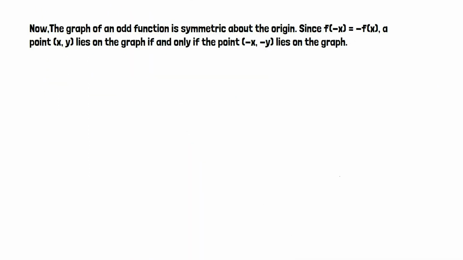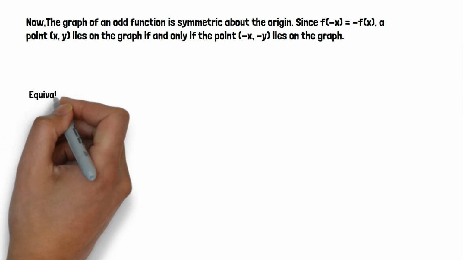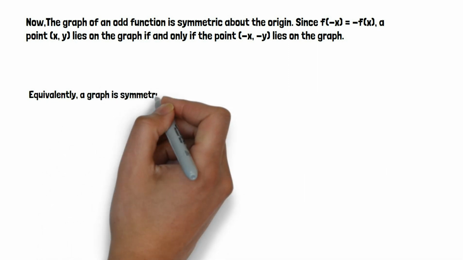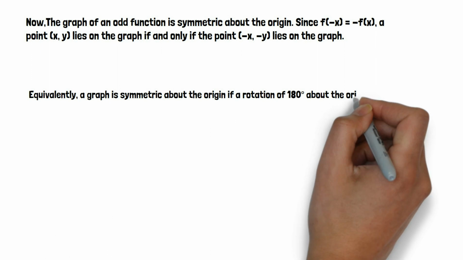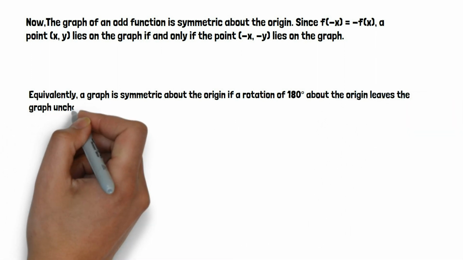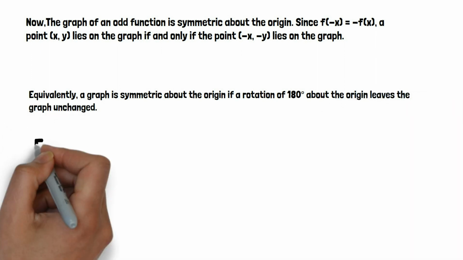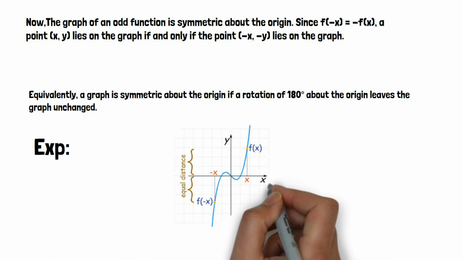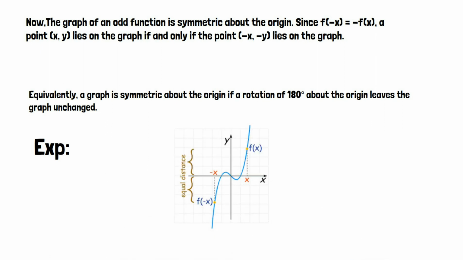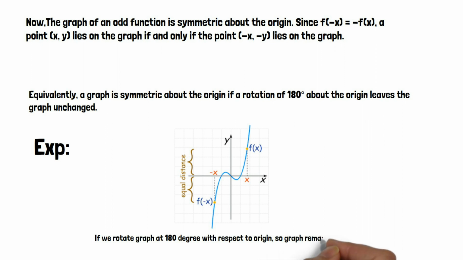Now, what's the procedure for an odd function? The graph of an odd function is always symmetric about the origin. Equivalently, a graph is symmetric about the origin if a rotation of 180 degrees about the origin leaves the graph unchanged. For example, as you know, f of x is equal to x cube is an odd function, and you can see the graph of it. If we rotate the graph 180 degrees with respect to the origin, the graph remains unchanged.